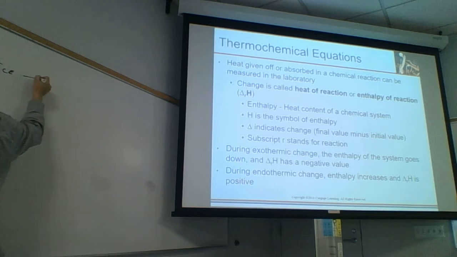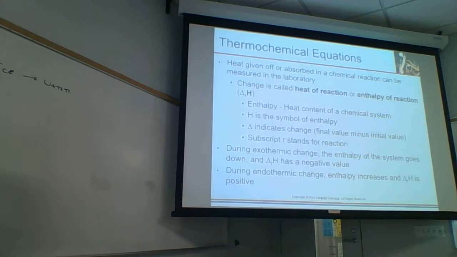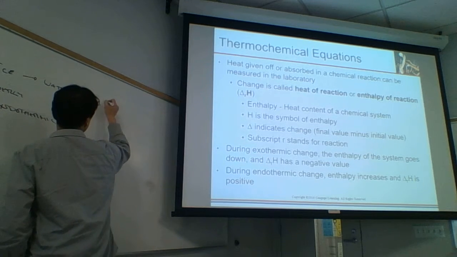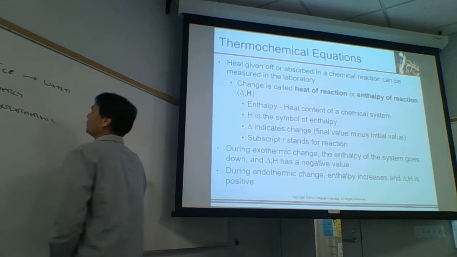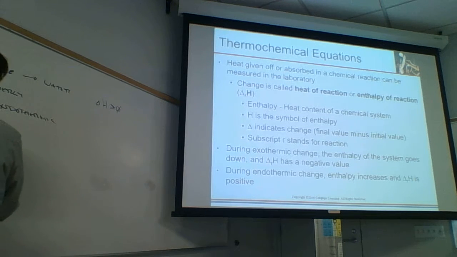If you take ice and you melt it to water, this is an example of an endothermic reaction because energy is going to be absorbed. So if we take ice plus energy gives us water. And so this is an example of endothermic. When we have an endothermic, we can write this as delta H is greater than 0, which just means that delta H is positive.